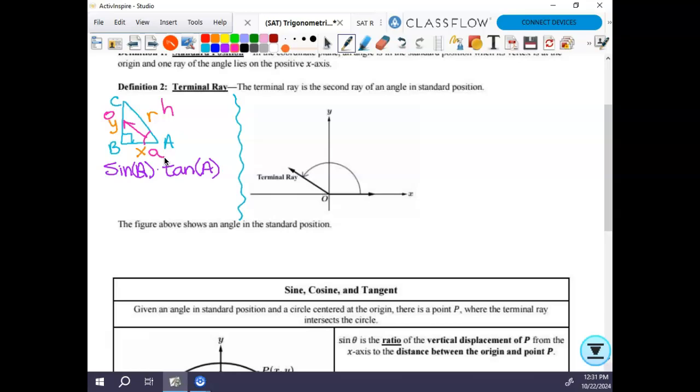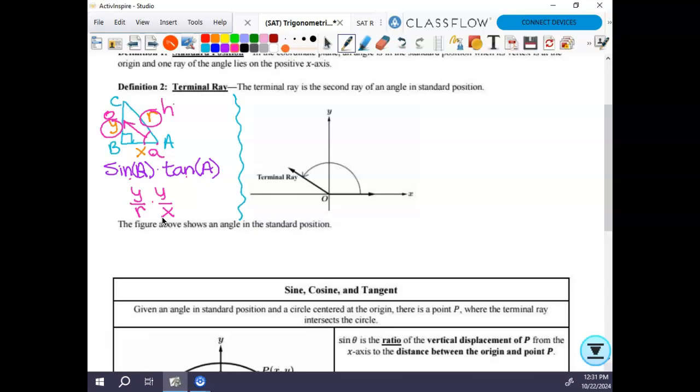Okay. So then I know when I want the sine of this angle, sine is opposite over hypotenuse. This is the opposite side. This is what's labeled as the hypotenuse. So that's going to be y over r. Then tangent. Tangent is opposite over adjacent. So that's going to be y over x.